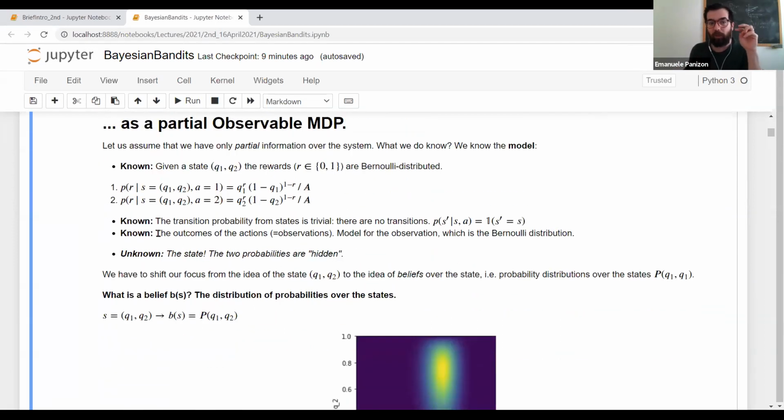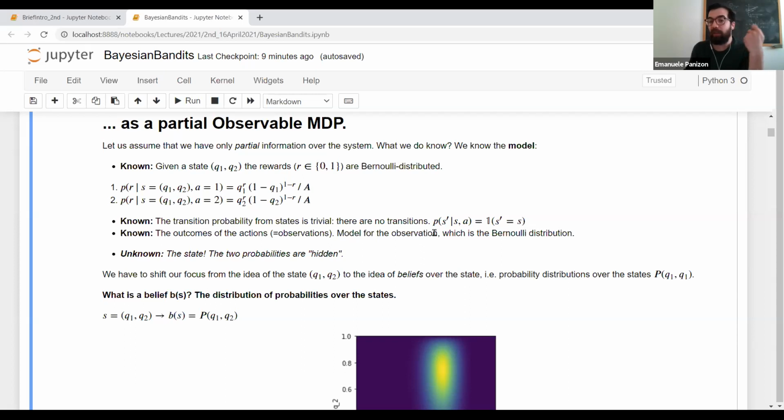Second thing, it's known what the outcomes of the actions are. This was the case yesterday also. There was this thing, the observable of a state, or the percept. So we all know the information about the rewards, essentially, which are the outcome of the actions. And we also know the model for the observation.